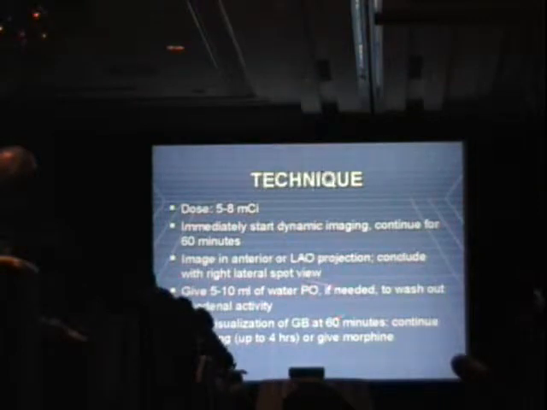Sometimes the duodenum is a problem. I've given, in a few cases, a little bit of water to these patients, and you can sort of wash that out. You'll see when you look at the picture what I mean by that. We usually image in the anterior view and then get spot views at the end in the LAO view, because the LAO view separates the gallbladder out better from the cystic duct and the duodenum. Some people do all their imaging in LAO and then get a spot view in the anterior view at the end.